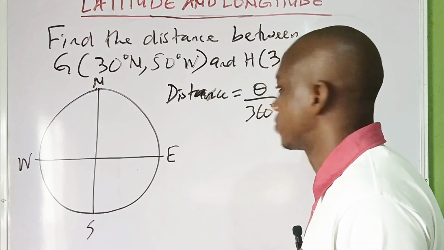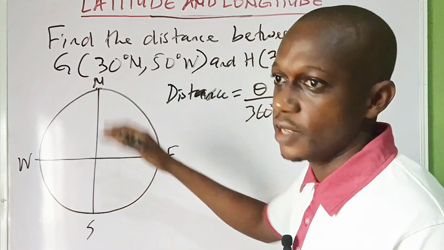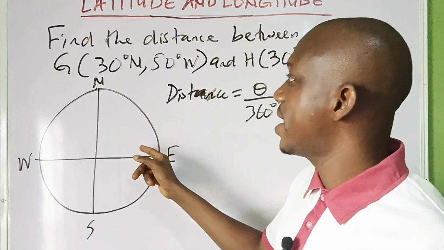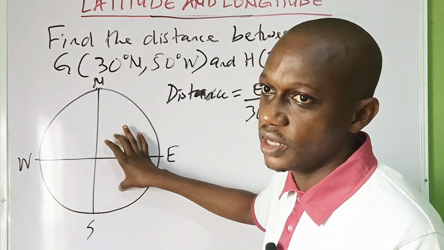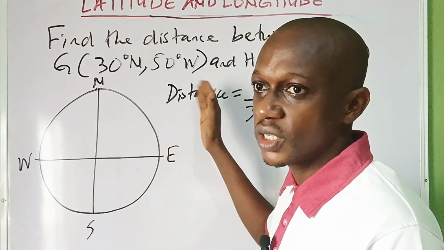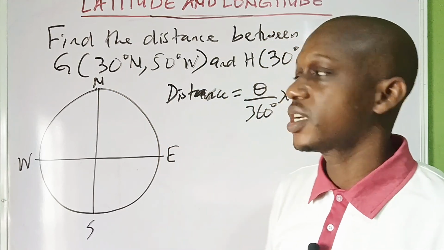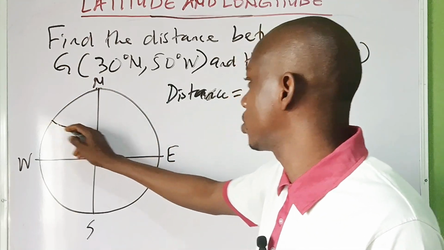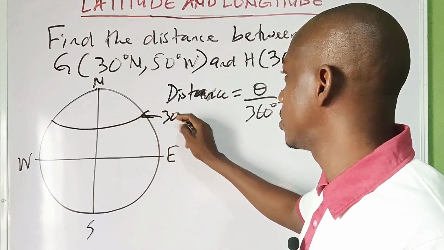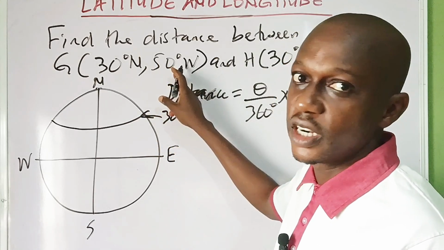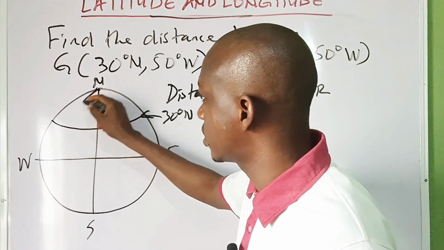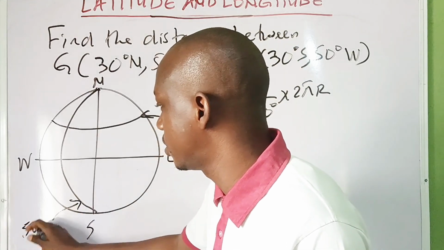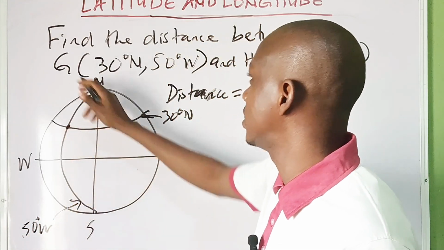Because 2 pi r is the circumference, and the part of the circumference is this. But mind you, we can make a great circle or a small circle from here, depending on the question. So let's carve out the question and see whether it is a small circle or a great circle. Looking at it now, we have 30 degrees north. It goes like this. Against 50 degrees west, it swings towards the west. So this line represents 50 degrees west. Where they met is G.